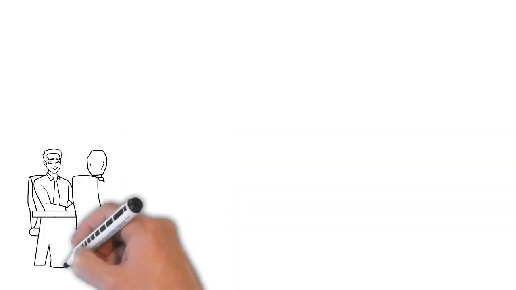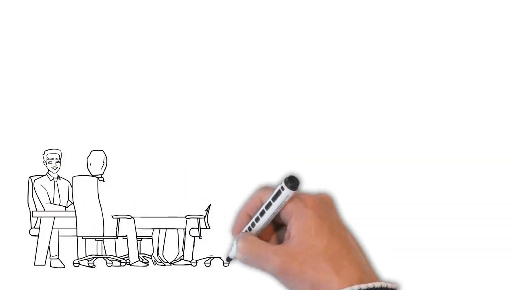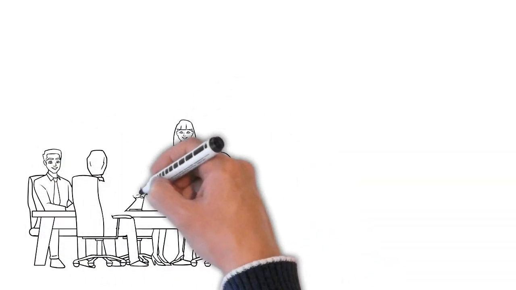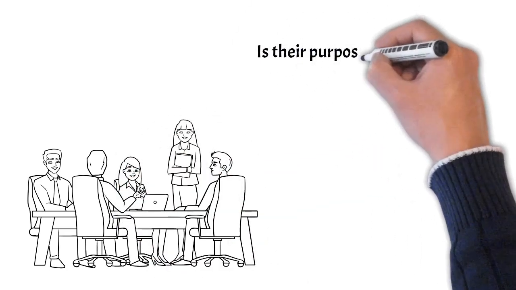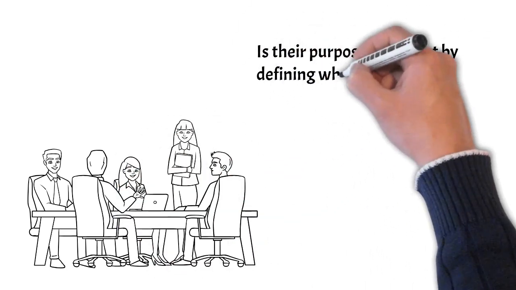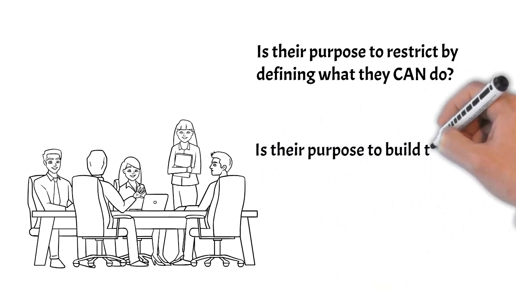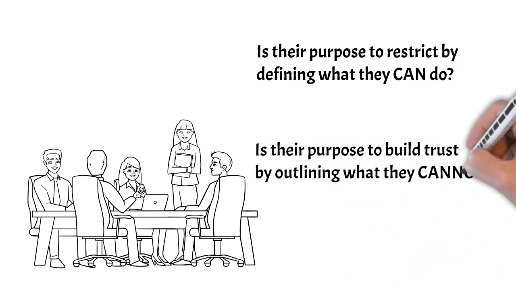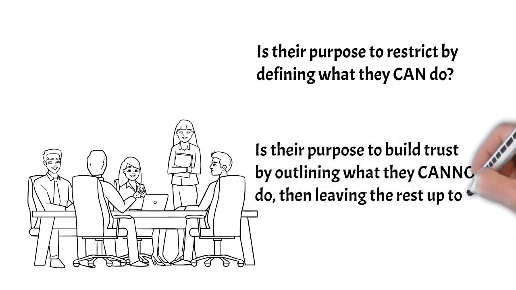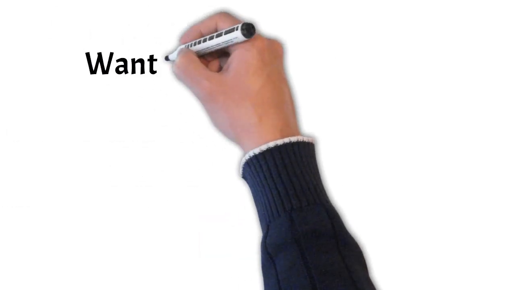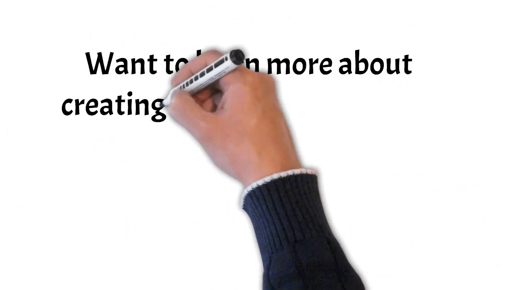But for now, review the rules and policies that govern your workplace. Is their main purpose to restrict and control employees by defining what they can do? Or is their main purpose to build trust and freedom by outlining what employees cannot do, but empowering them to deliver their best?